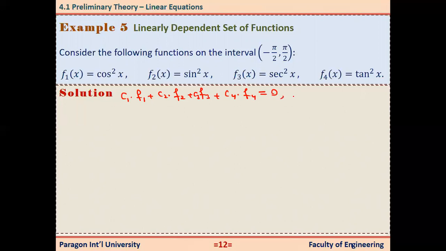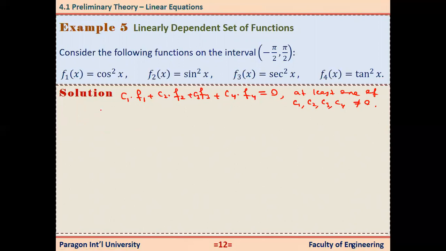With at least one of C1, C2, C3, C4 not equal to 0. Is it possible? Can you find four numbers C1, C2, C3, C4, with at least one of them not equal to 0, so that when I substitute here, the linear combination of these functions is identically equal to 0?